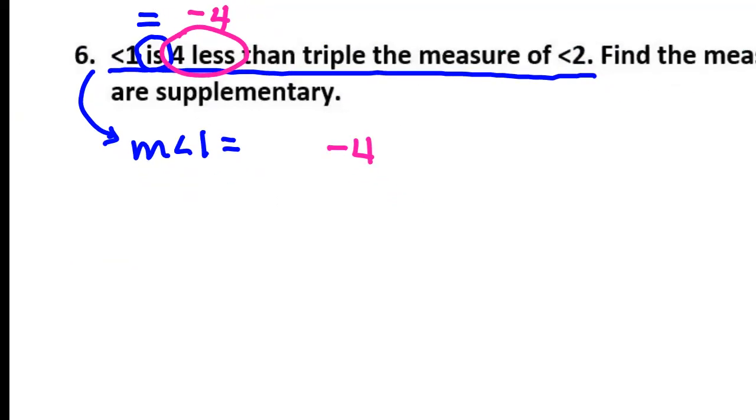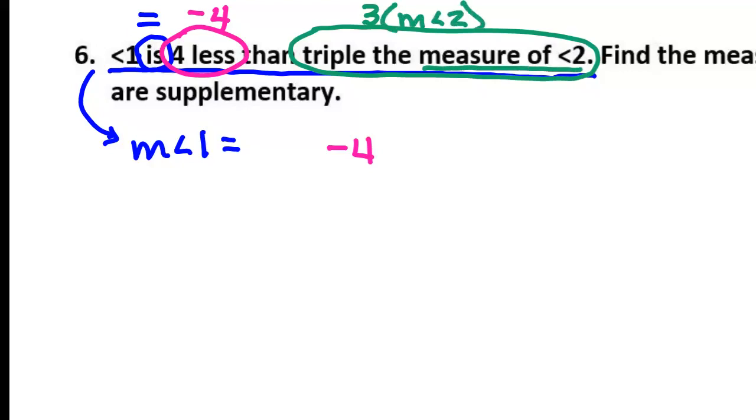Here it says triple the measure of angle 2. What does triple mean to do? Multiply by 3. What are we multiplying by 3? The measure of angle 2. So I have 3 times the measure of angle 2 equals 4.